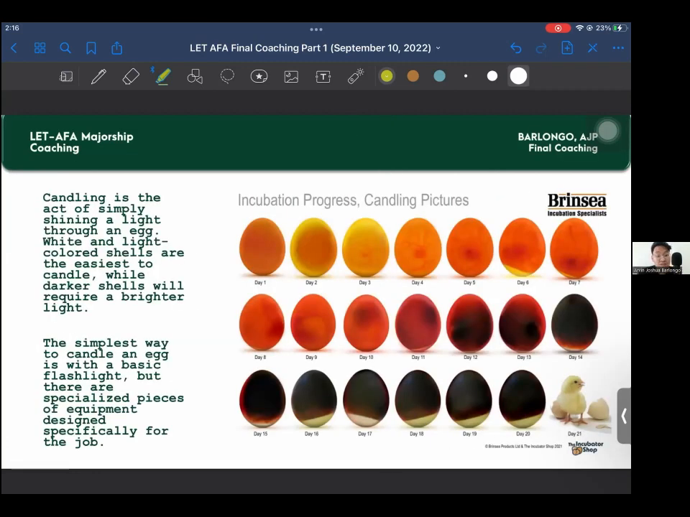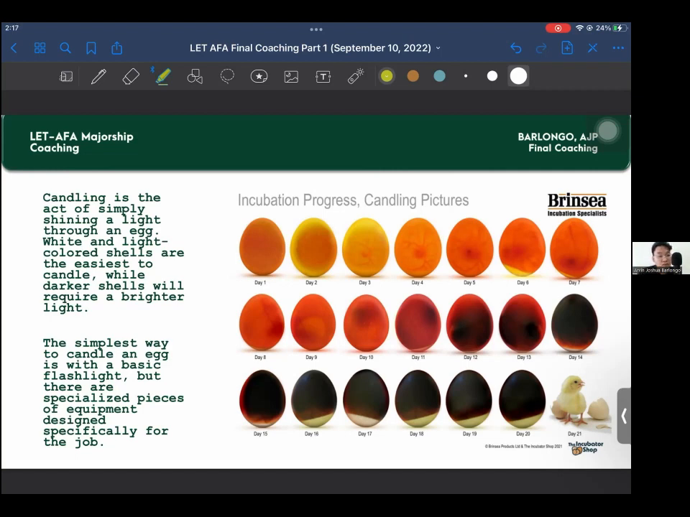Ito yung picture ng candling na ginagawa. This is from Brinsea Incubation Specialist. Kapag sinabing candling, it is the act of shining a light through an egg. Pwedeng gumamit lang ng flashlight o kaya naman merong specialized na equipments para mag-candling. Yung mga specialized na equipments ay karaniwang nasa bigger farms, sa mga farms talaga who are producing a lot of eggs or a lot of chicks. Doon ginagamit yung specialized equipment. Pero, you can also use flashlight.